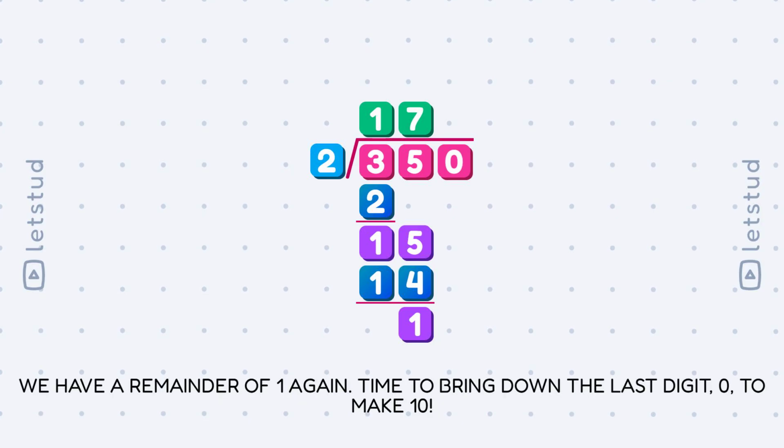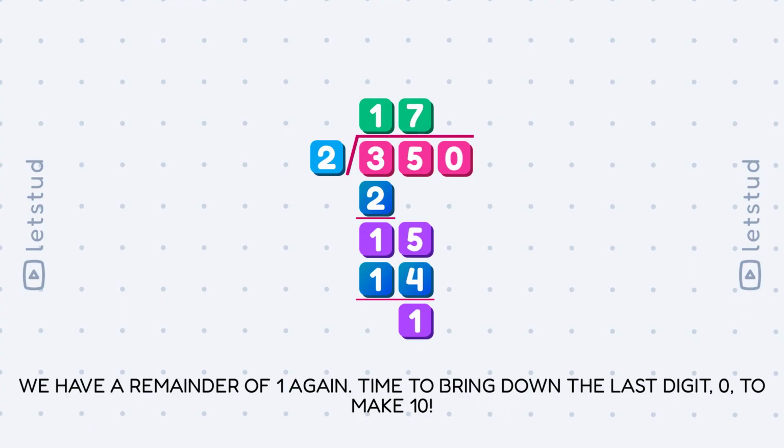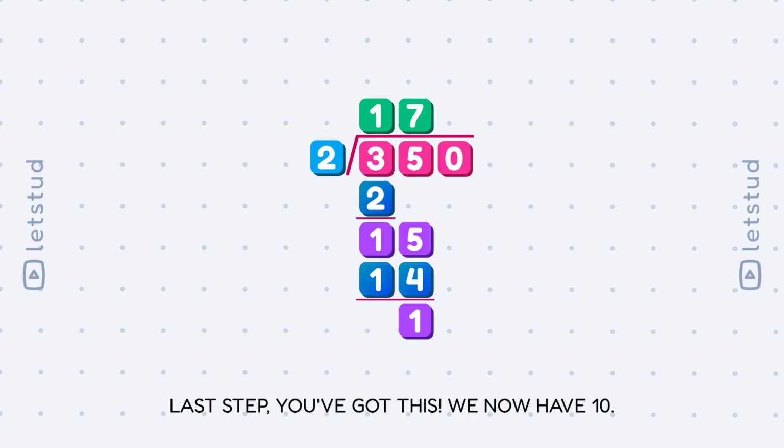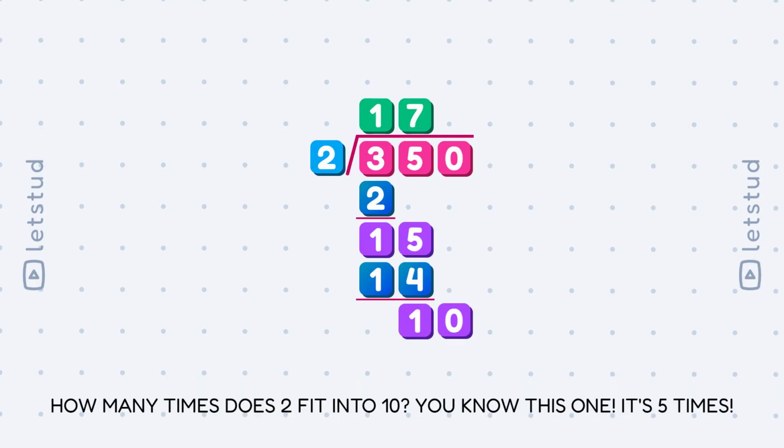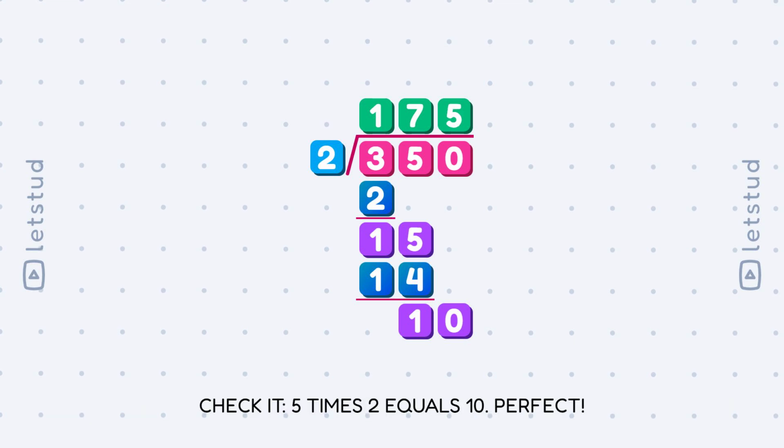Time to bring down the last digit, 0, to make 10. Last step, you've got this. We now have 10. We bring down the 0 to join the remainder 1, making it 10. We're using 2 digits again. How many times does 2 fit into 10? You know this one. It's 5 times. Check it: 5 times 2 equals 10.